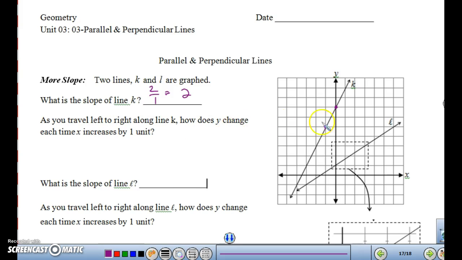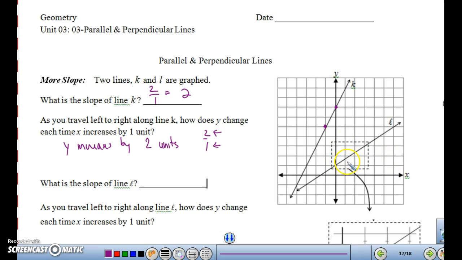Okay, now, as you travel from left to right along line K, how does y change each time x increases by 1 unit? All right, well, let's try it out. So if I'm right here, and if I go over 1, I've got to go up 2. So, if x increases by 1 unit, y increases by 2 units, because that's what's happening with the slope. As x increases by 1, y will increase by 2. So it's up 2 over 1. That's your change.